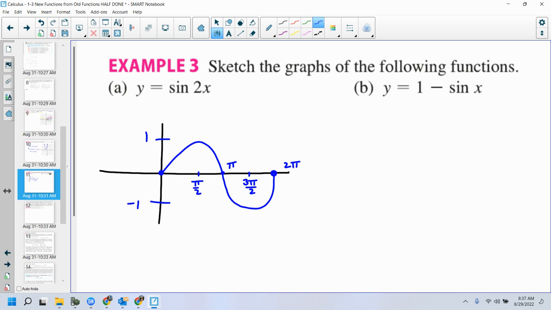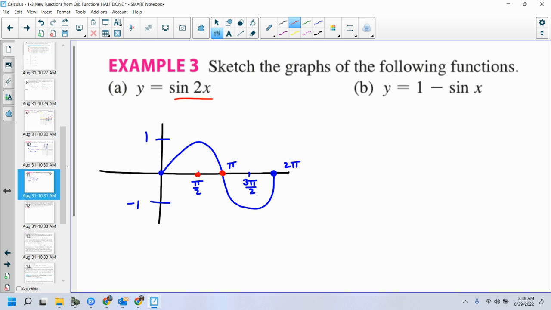Now let's do sine of 2x. Thinking about it logically, as a horizontal compression by a factor of 1/2, it's just going to take all of those x values and multiply them by a factor of 1/2. So where is this 2 pi going to go? Back to pi. Where is pi going to go? Back to pi over 2.